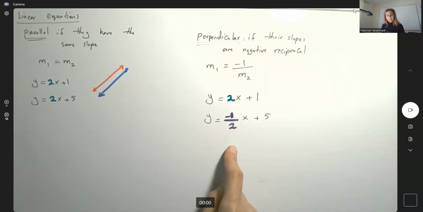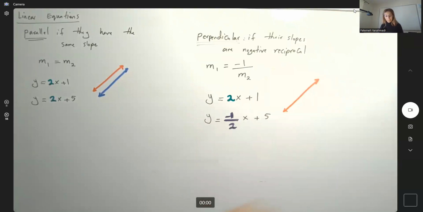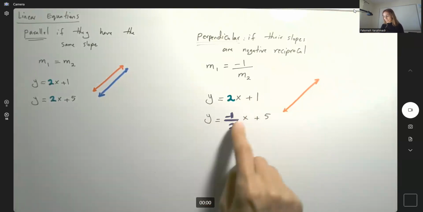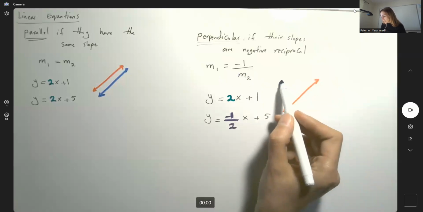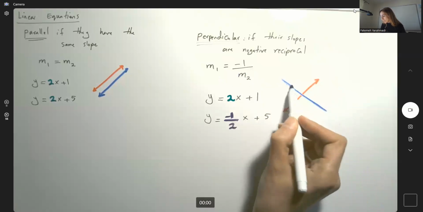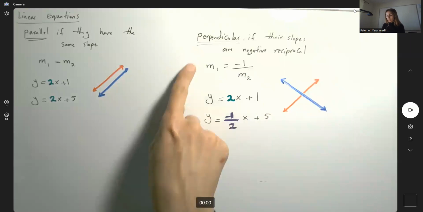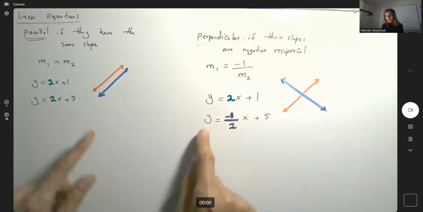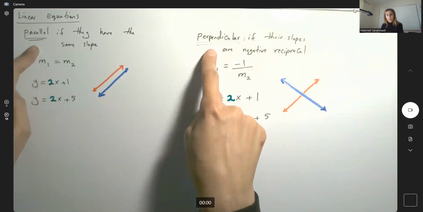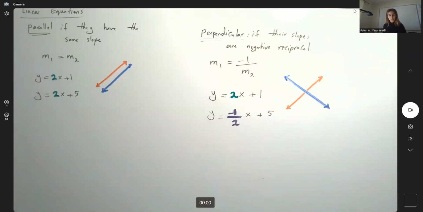We expect these two lines to be perpendicular. If we graph them, the very first line is an increasing line. The second line has negative slope, which is definitely decreasing, but since they are negative reciprocal, they are intersecting at a right angle. So if you have the equation of one line, you can easily write the equation of the second line based on if they are parallel or perpendicular to each other. Let's go over a couple of examples for you.